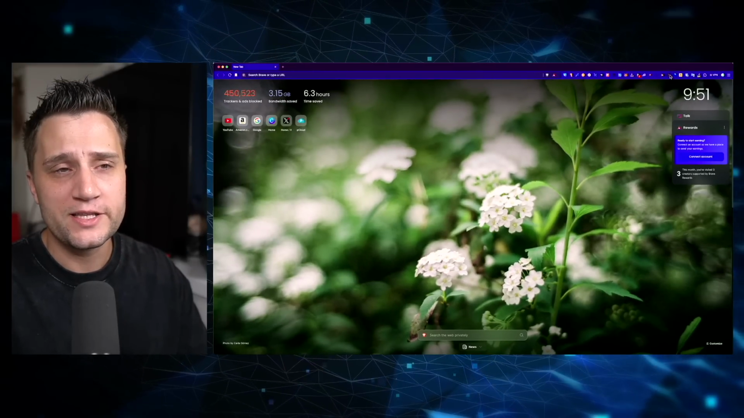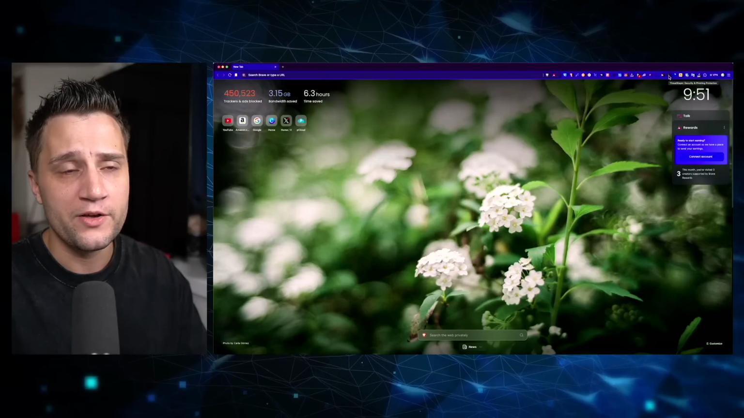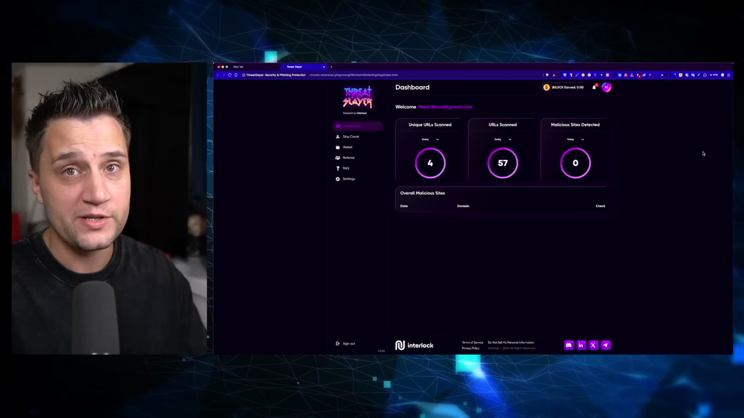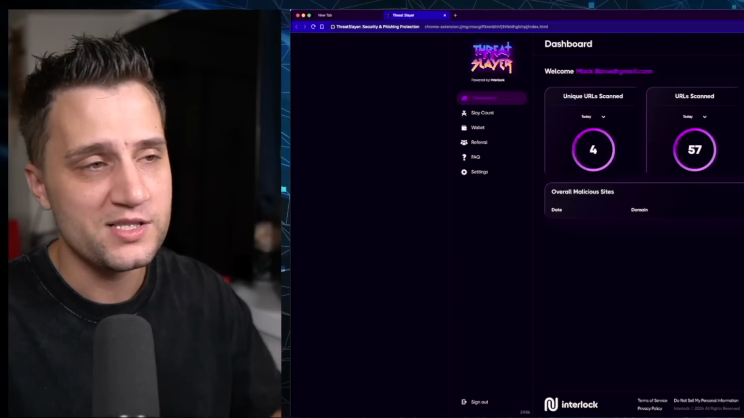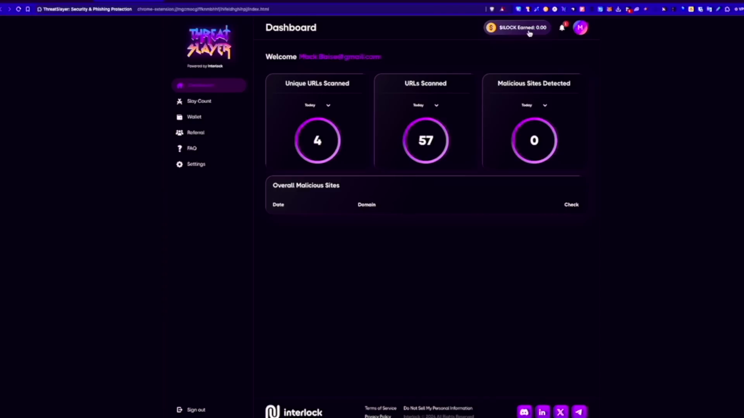The plugin looks like this little sword once you have it installed on Chrome, Brave, Opera, or any other Chromium-based browser. Hopefully Safari is coming soon. Fingers crossed, a lot of plugins have been coming to Safari recently. And so we have the iLock earned. As of right now, this feature isn't activated. So just so you guys know, once that's activated, you'll start earning iLock by scanning the malicious URLs.